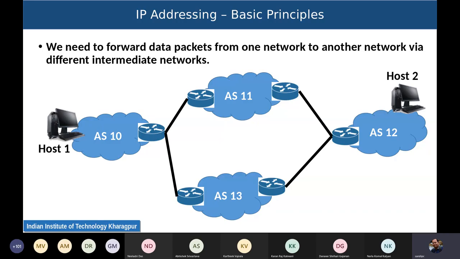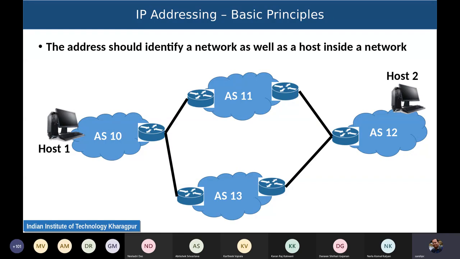The first is that the address should identify a network as well as the host inside a network. So through the IP address, I should be able to find out which network I belong to, whether it is AS10 or AS11 or AS12 or AS13. And within that autonomous system, the address should uniquely identify an individual host. So accordingly, the IP addressing has two different parts. One component is the network address and the second component is the host address.